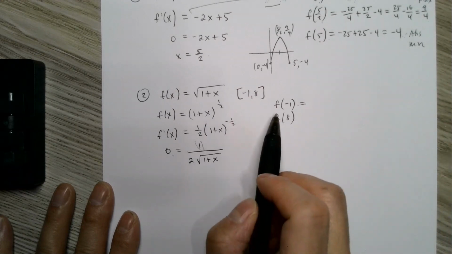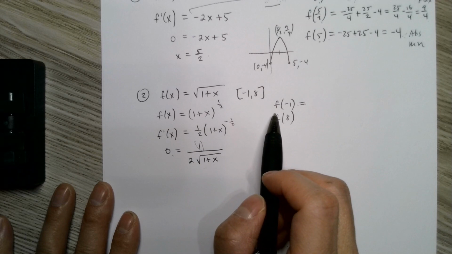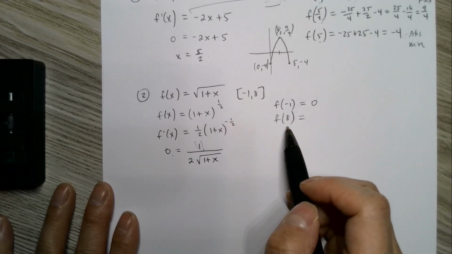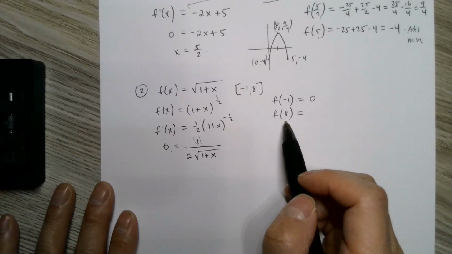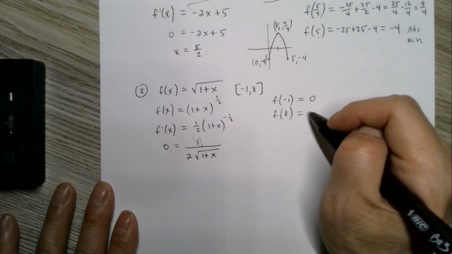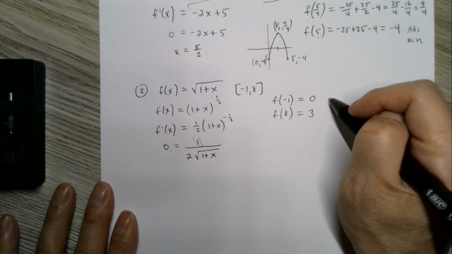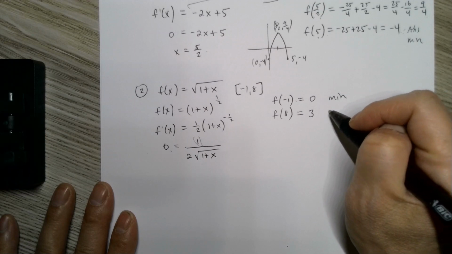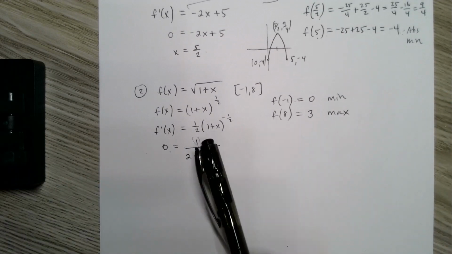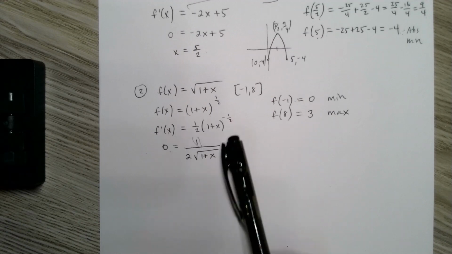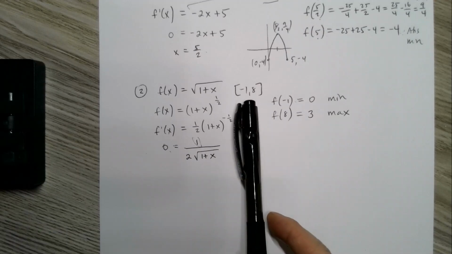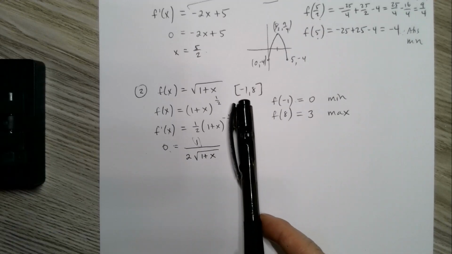Okay, this function is a lot easier to work with than the previous one. That's going to give me 0, and then this is what's going to tell me what's what. I put 8 in and I will get 3. So this is my min and this is my max. Okay, so in this case the derivative didn't give me any critical numbers, and the min and the max just came from the endpoints of the interval itself.